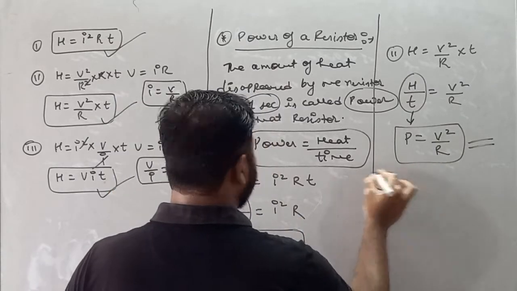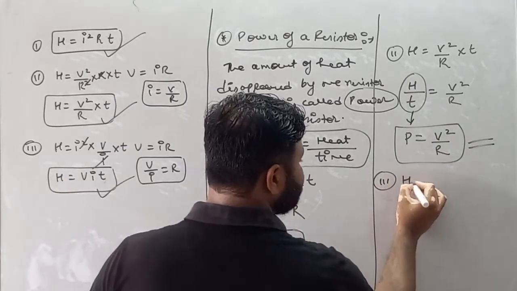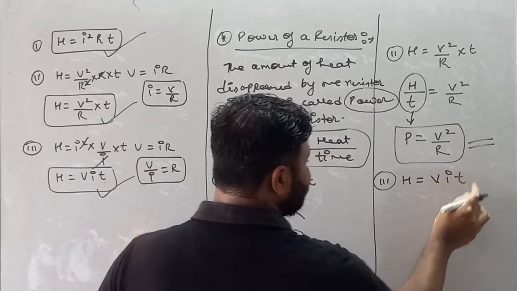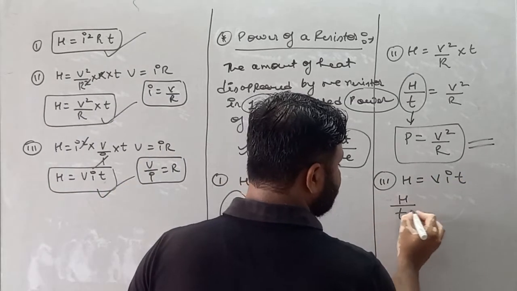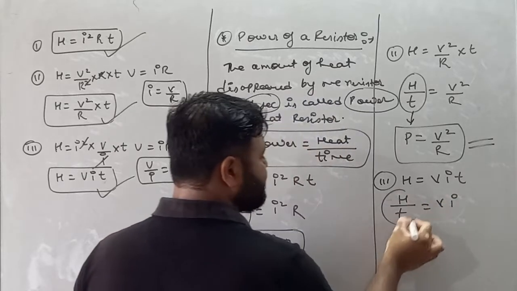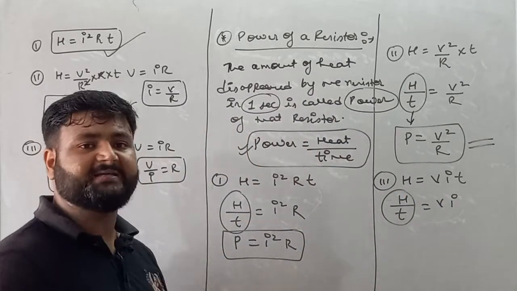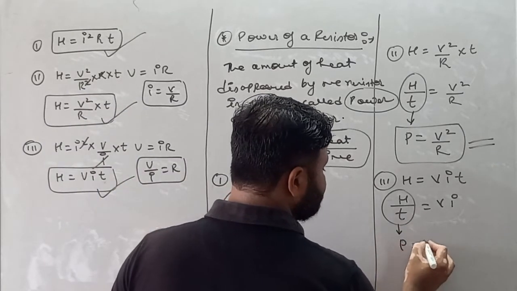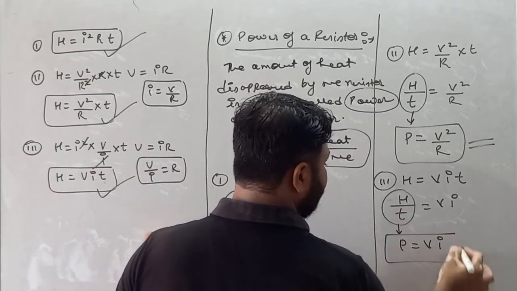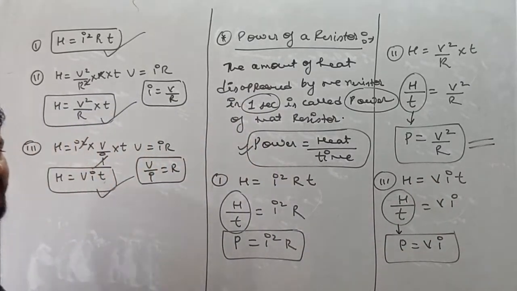Now see the third formula. The third formula of heat is H is equal to VIT. Take T in the denominator of H, so H by T is equal to VI. Now see, heat dissipated by the resistor per unit time is nothing but power, so power becomes equal to VI. So we have three different formulas of power.